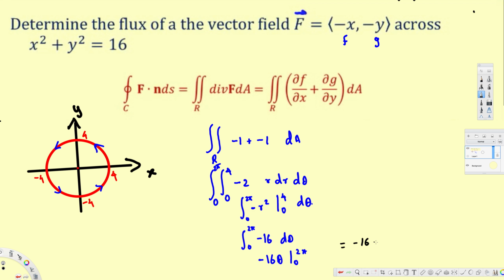Finally we will get negative 16 times 2 pi minus 0, because if you substitute 0 for theta, that's going to be just 0. So the final answer is going to be negative 32 pi, and that's how we determine the flux of a vector field. I hope this helps. Thanks for watching.